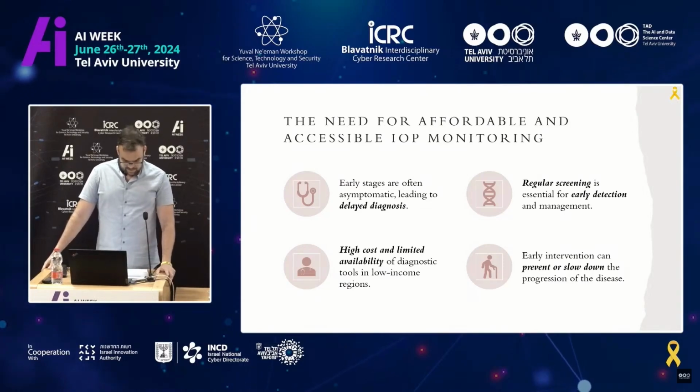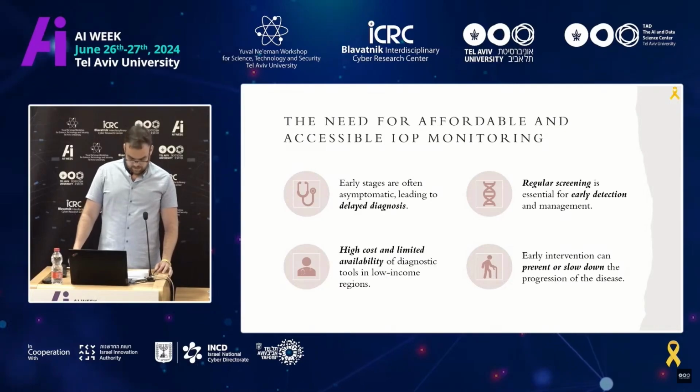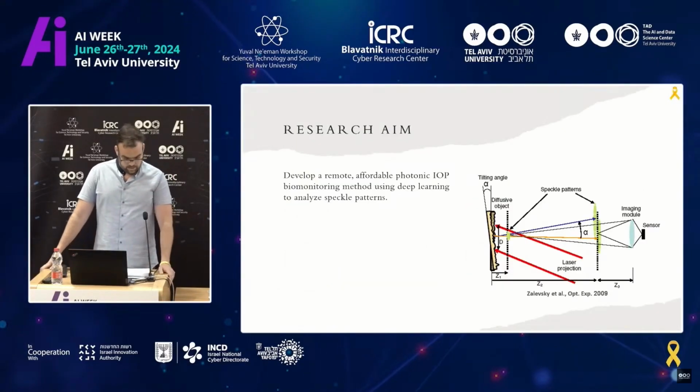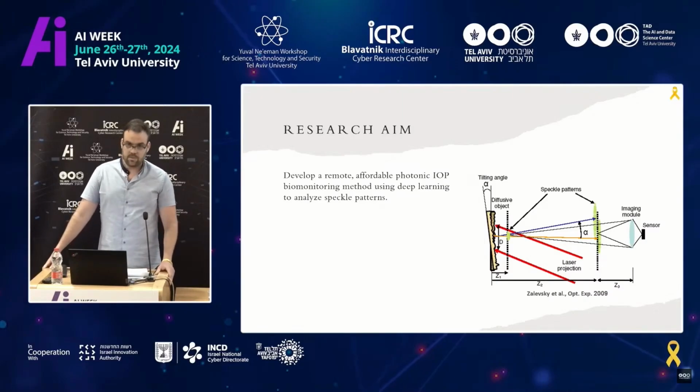So the motivation for the research stems from a significant gap in glaucoma diagnosis in low and middle income countries. Traditional diagnosis methods are often expensive and require frequent clinical visits, which are not feasible for many people in those regions. So early detection of glaucoma is essential to prevent blindness, highlighting the need for affordable and accessible intraocular pressure monitoring solutions. Our research aims to develop a remote, affordable photonic intraocular pressure biomonitoring method. By utilizing deep learning to analyze speckle patterns, we can provide precise IOP, that is short for intraocular pressure, measurements without the need for expensive equipment or frequent clinical visits.